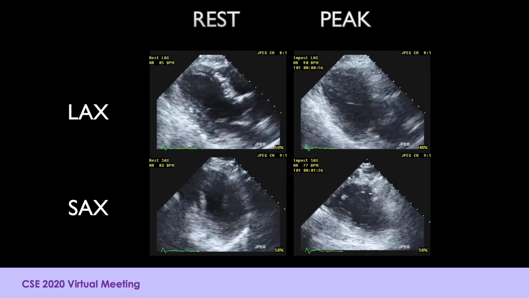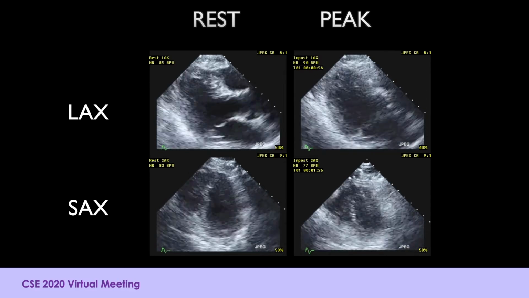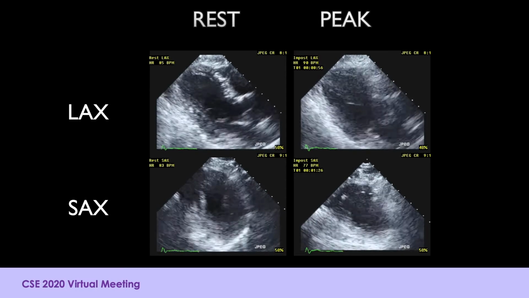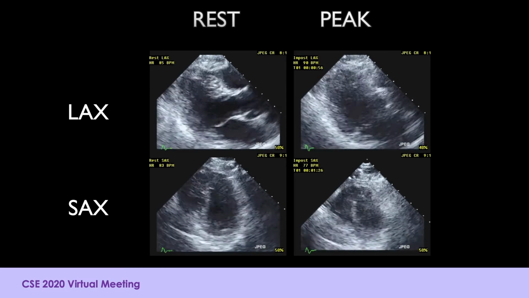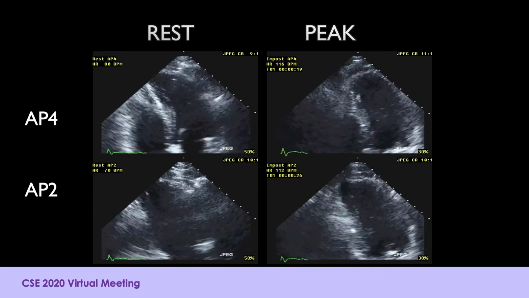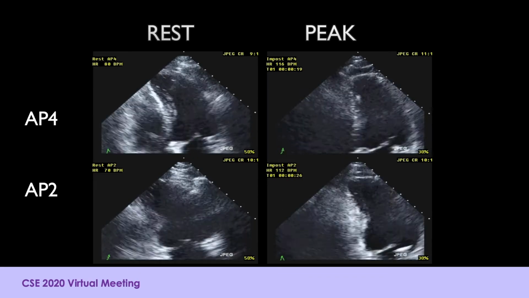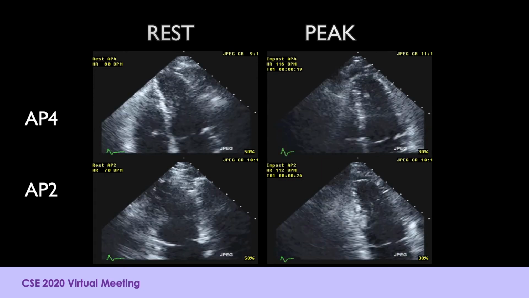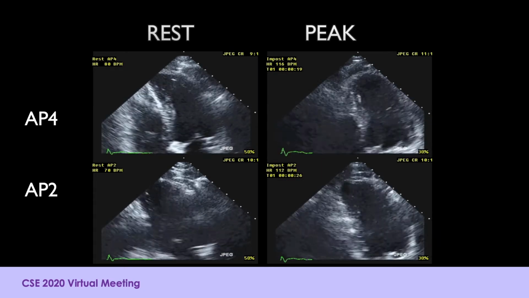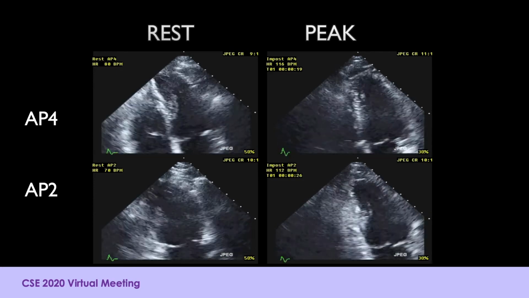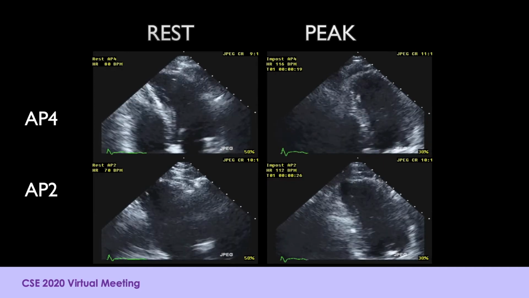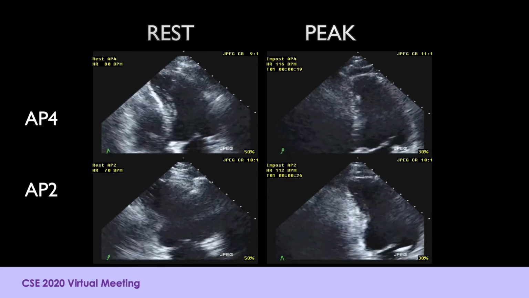Here's his stress echo, which shows normal resting LV function, and at peak exercise, increased contractility of all segments with no wall motion abnormalities. When we look at the apical four-chamber view, again, normal contractility of all segments. Now, he is a 77-year-old pilot with an abnormal ECG, and stress echocardiography is highly useful for detecting ischemia, but because he's a pilot, I thought it wise to obtain a CT angiogram to non-invasively assess his coronary anatomy.